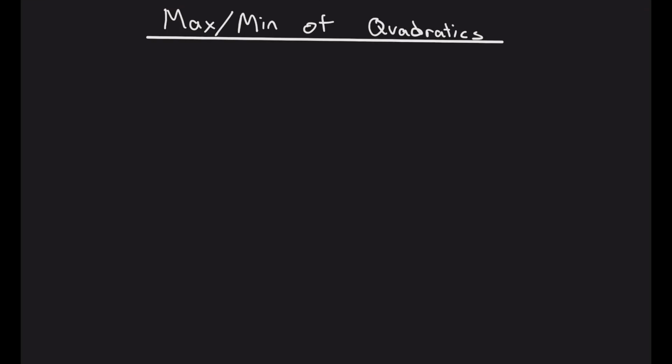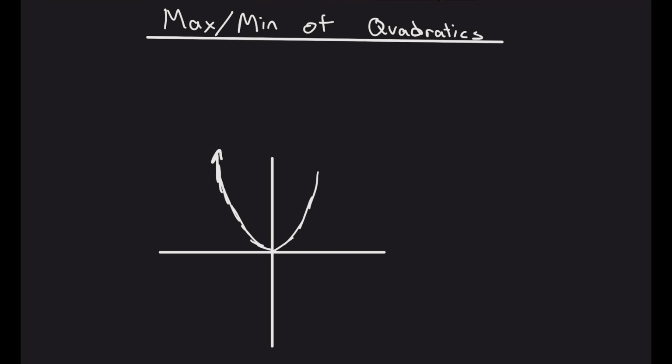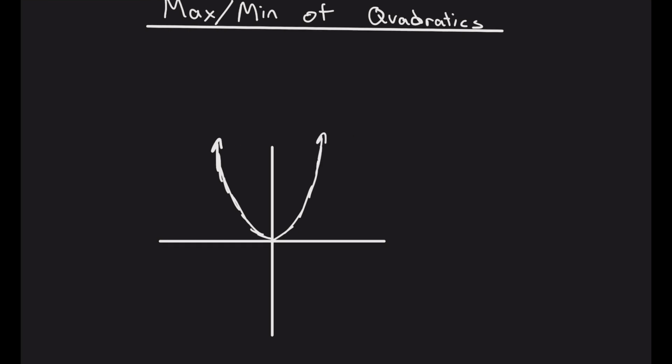Today we're going to learn about how to find the max and min of quadratics. So just a little reminder or review. A quadratic is something that looks like this. It's a function that has this shape right here. And this one is y equals x squared, something like this.